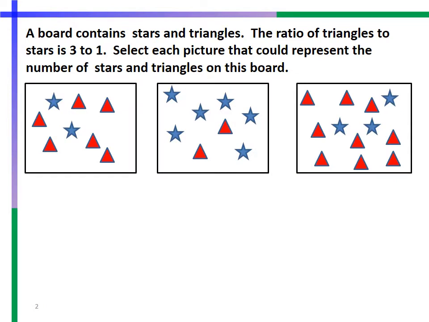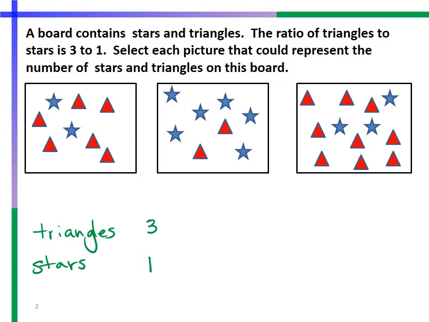A board contains stars and triangles. The ratio of triangles to stars, so we're looking at triangles to stars, is 3-1. Select each picture that could represent the stars and triangles on this board.